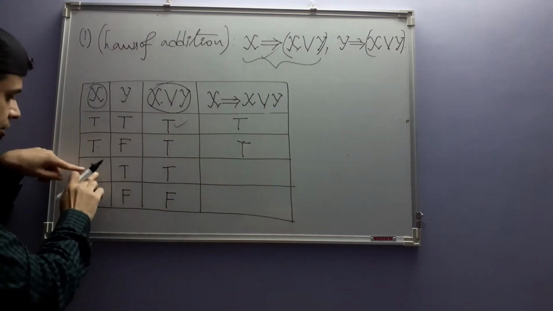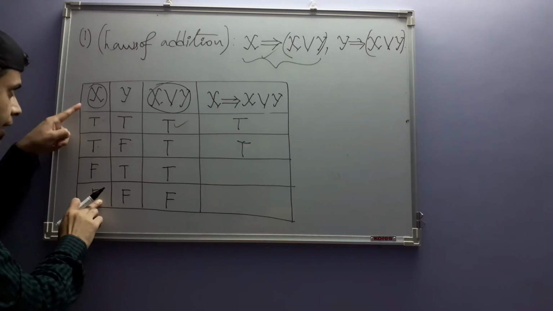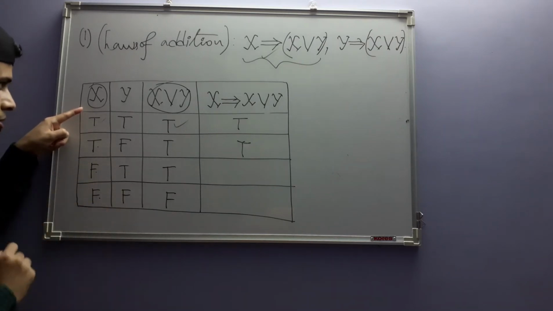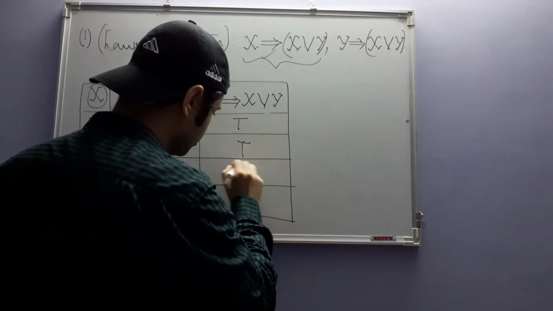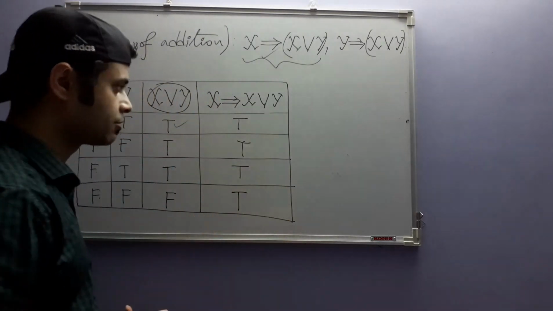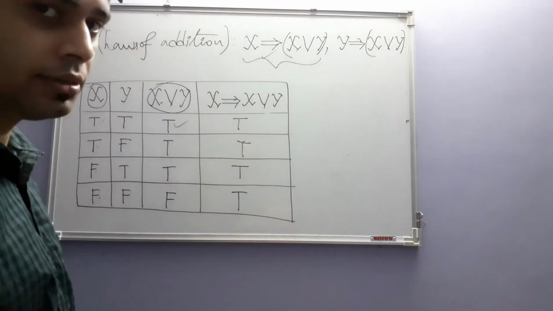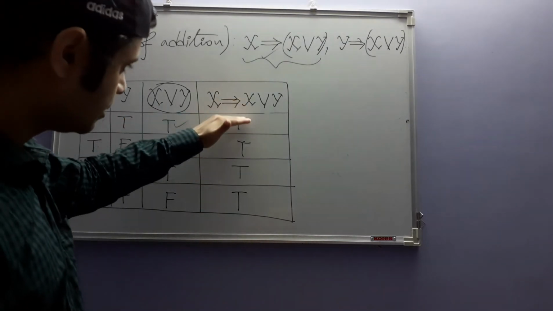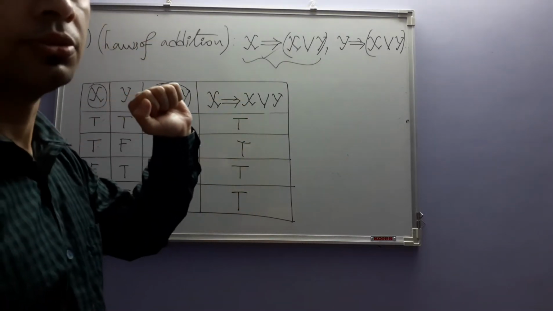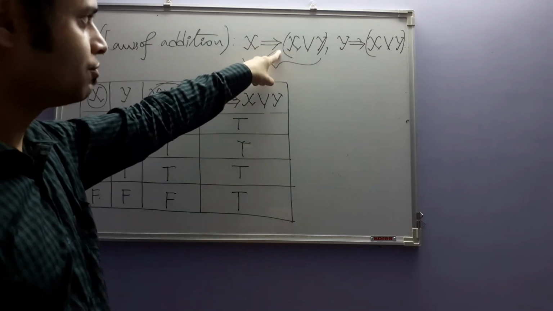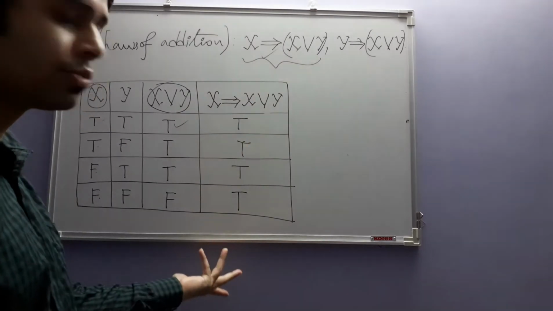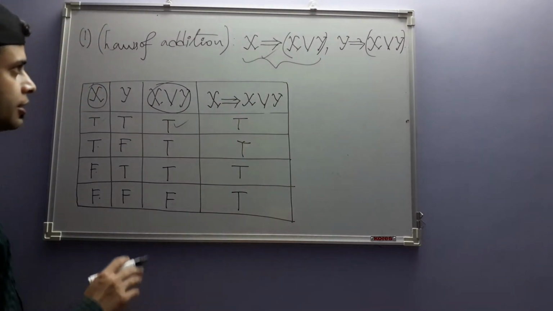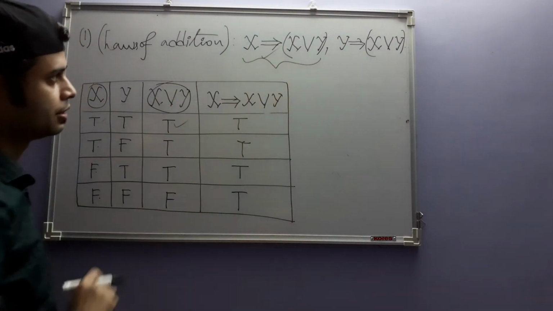However, for these 2 cases, you see the hypothesis is false. So the implication is vacuously true. So these 2 cases are vacuous truth. In any case, this implication is always true. So that means we have proved that this always holds, right? And that is the proof that this is a tautology.